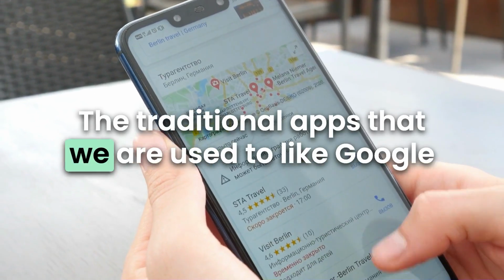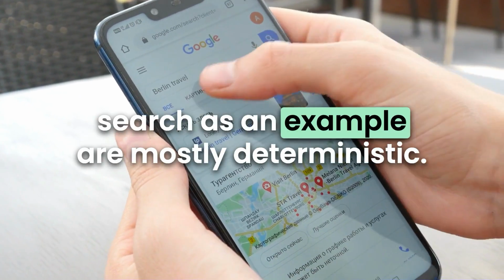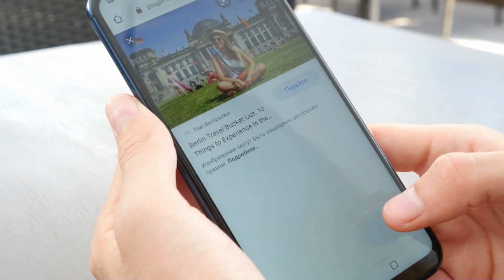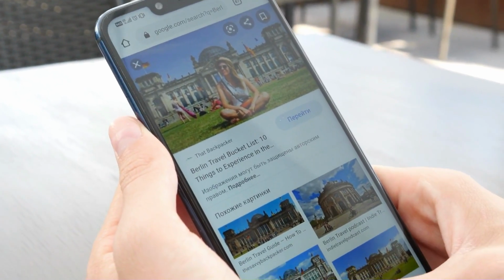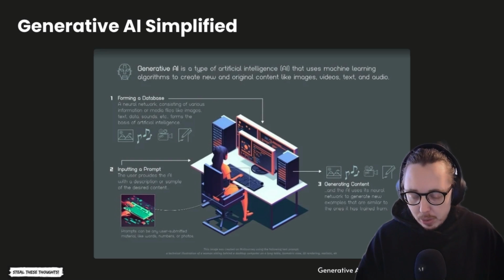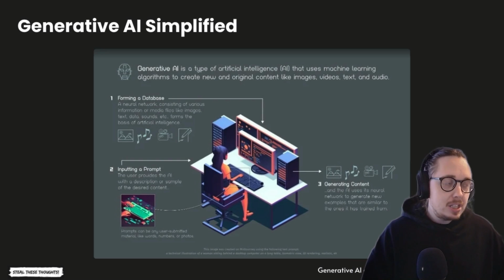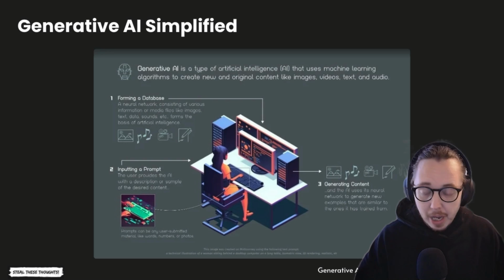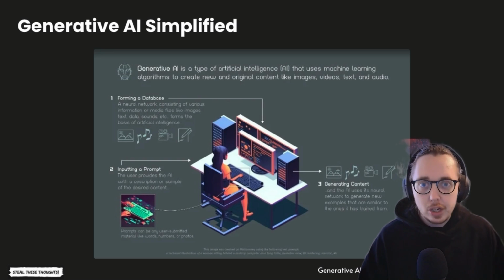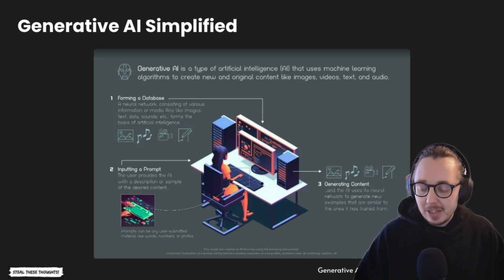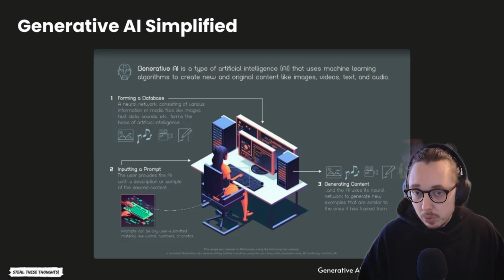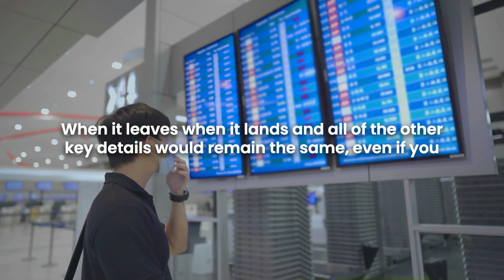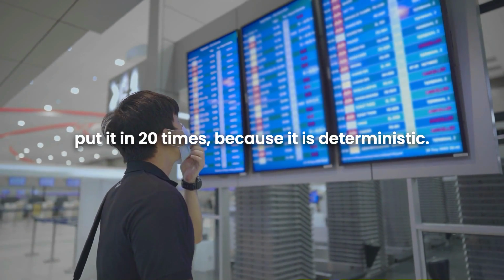The traditional apps that we're used to, like Google search as an example, are mostly deterministic, which means they follow a set of rules for specific outputs. So these apps will do things like look up product prices, validate customer information with repeatable answers. So if you were to go to Google now and look for a flight from one location to another, you would get the same information on that route when it leaves, when it lands, and all of the other key details would remain the same, even if you put it in 20 times, because it is deterministic.